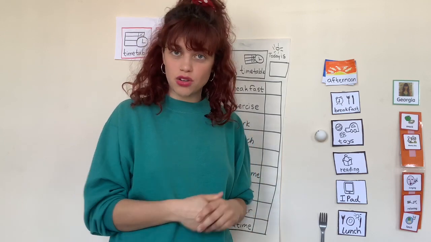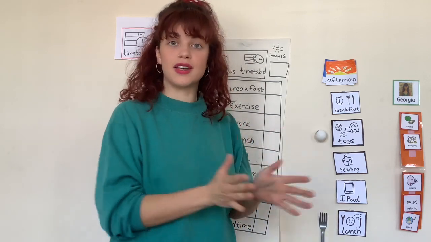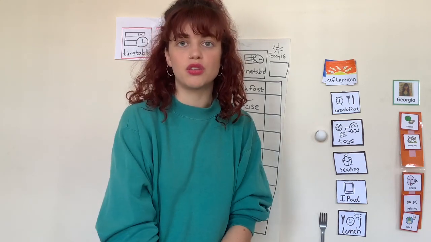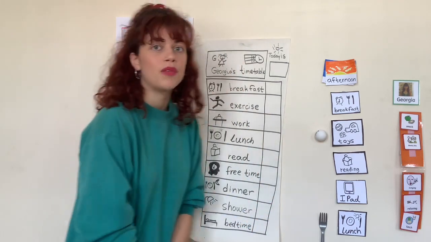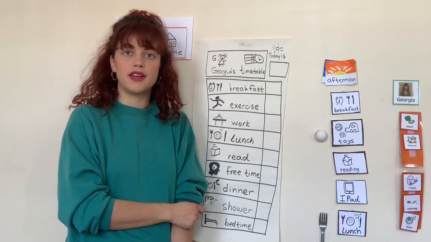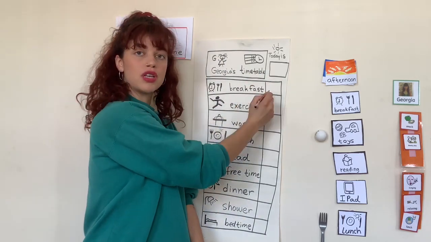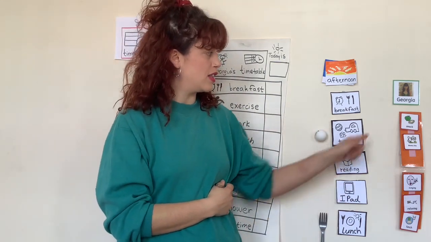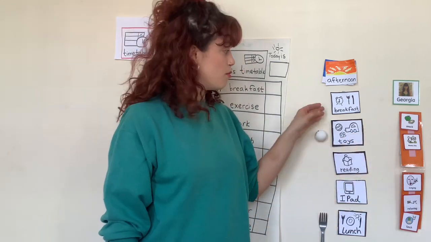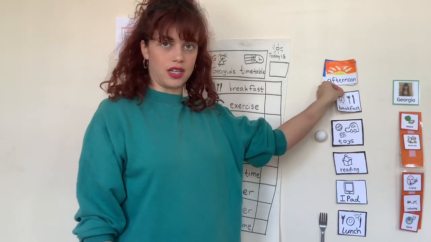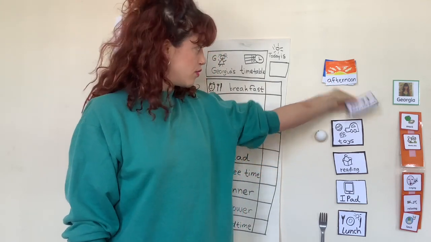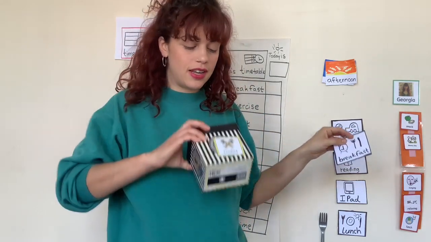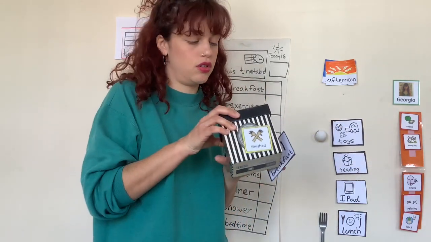And then you can get your child to help you to tidy up. After you tidy up, you guide your child to the timetable. If you're using a checklist, you can tick off or cross out the activity. If you're using a timetable like this, you have to remove the activity that has finished and you can put it in a finished box.